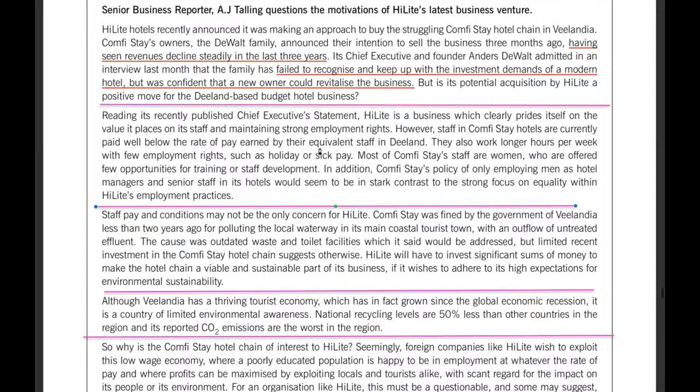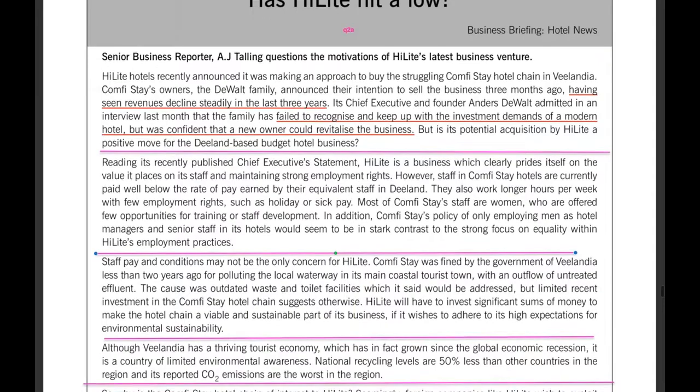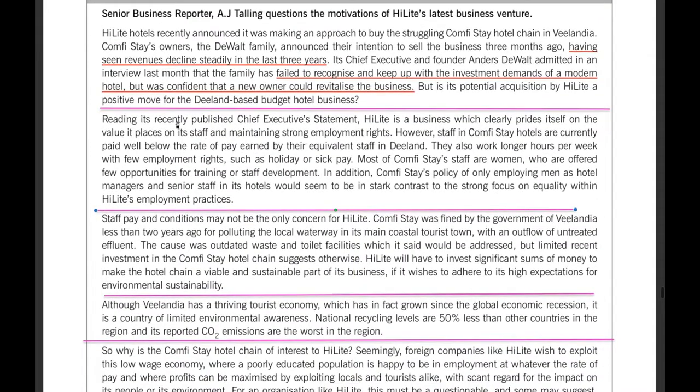What does this actually tell you? Reading its recently published chief executive statement, Highlight's business clearly prides itself on the value it places on staff and maintaining strong employment rights. However, staff in Comfy hotels are currently paid well below the rate of their equivalent staff in Vilandia. They also work longer hours per week with few employment rights, such as holiday and sick pay. Most Comfy Stay staff are women, who are offered few opportunities for training or staff development.